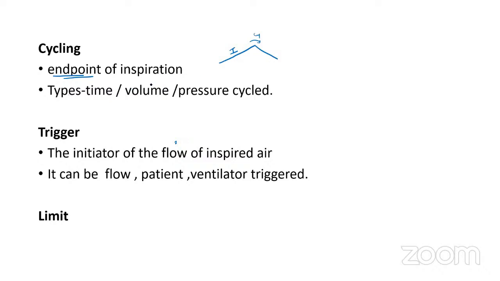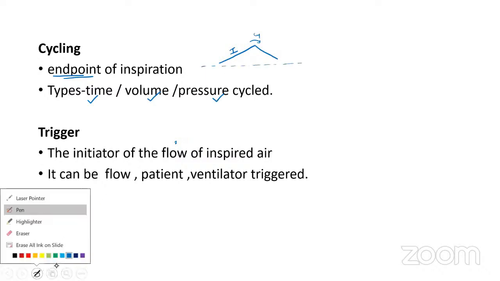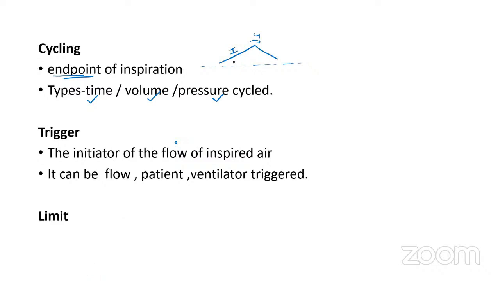So, you can have ventilators which have time cycling, volume cycling, or pressure cycling. Now, what does it mean? It's very easy. Please see, say, you start at 0 time. At the end of 2 seconds, you cycle. You stop inspiration and start expiration. Then it is called time cycle.